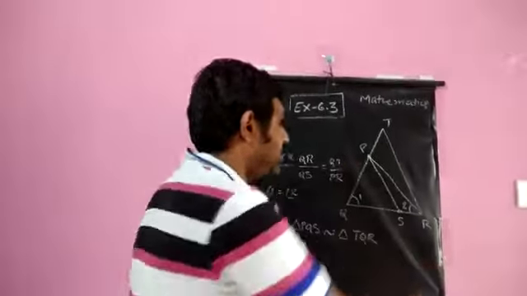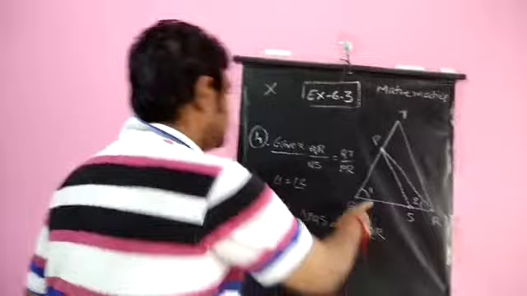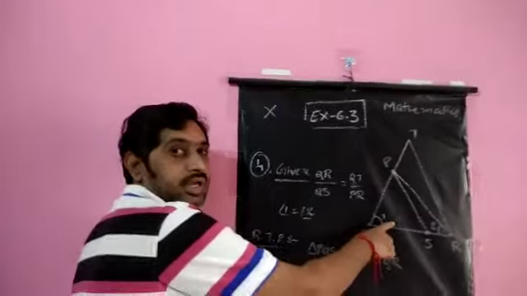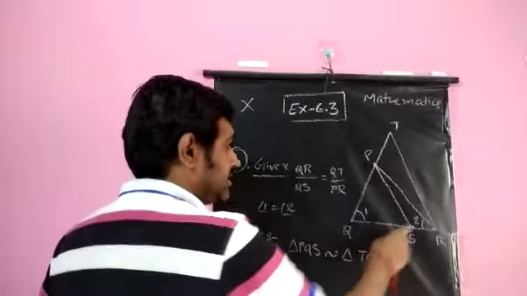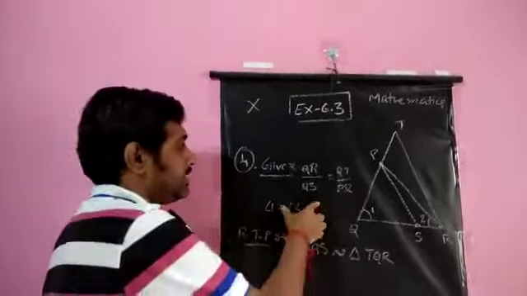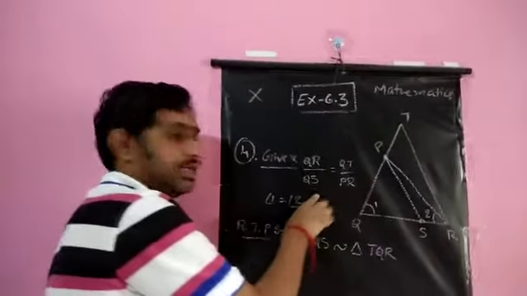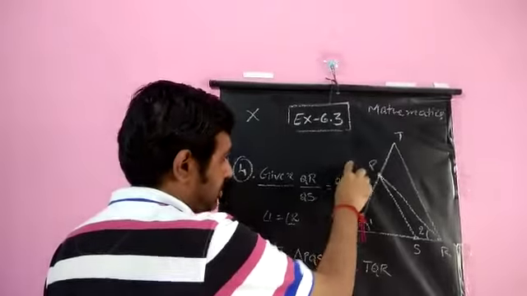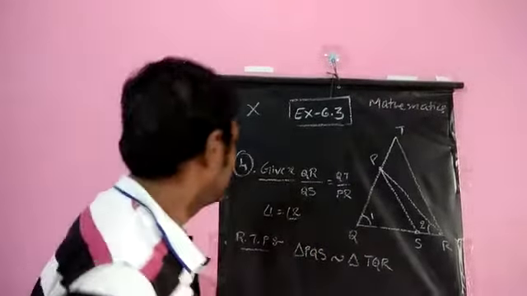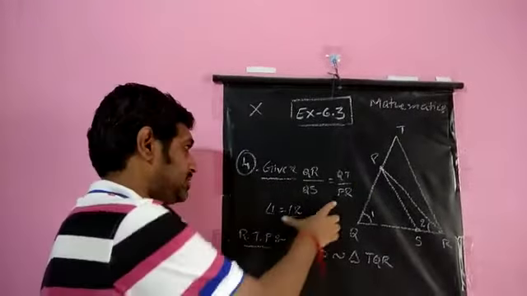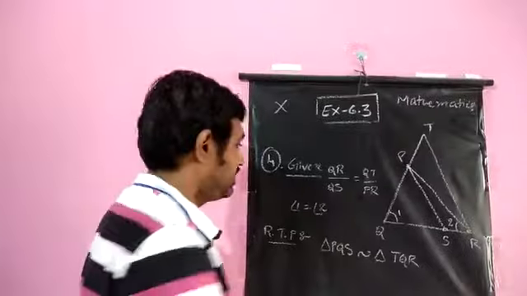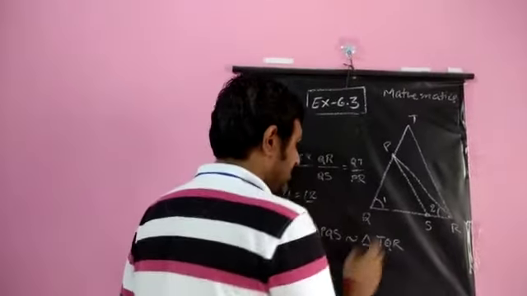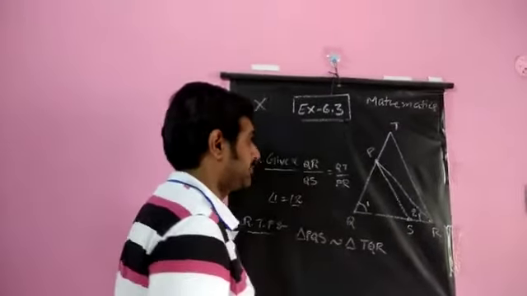PS is joined and PR is also joined. This angle is named as angle 1 and this is named as angle 2. The ratio of the sides is given to us in this way: QR by QS equals QT upon PR, and angle 1 equals angle 2. These two are given to us. They are asking us to prove that triangle PQS is similar to triangle TQR.